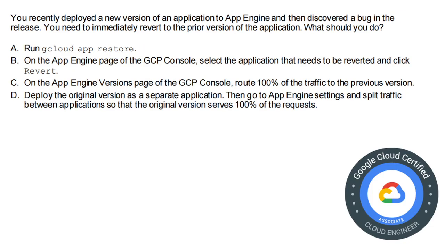You recently deployed a new version of an application to App Engine and then discovered a bug in the release. You need to immediately revert to the prior version of the application. What should you do? So we have different options. The correct answer for this is option number B.